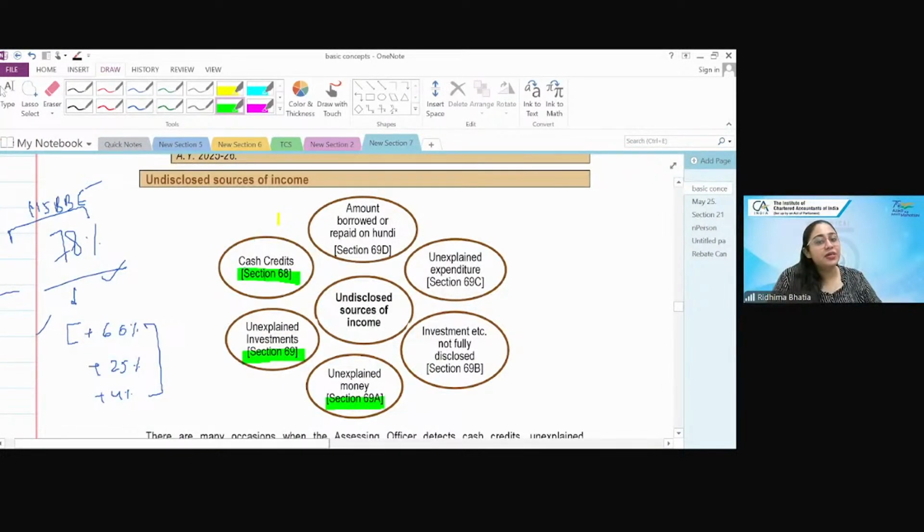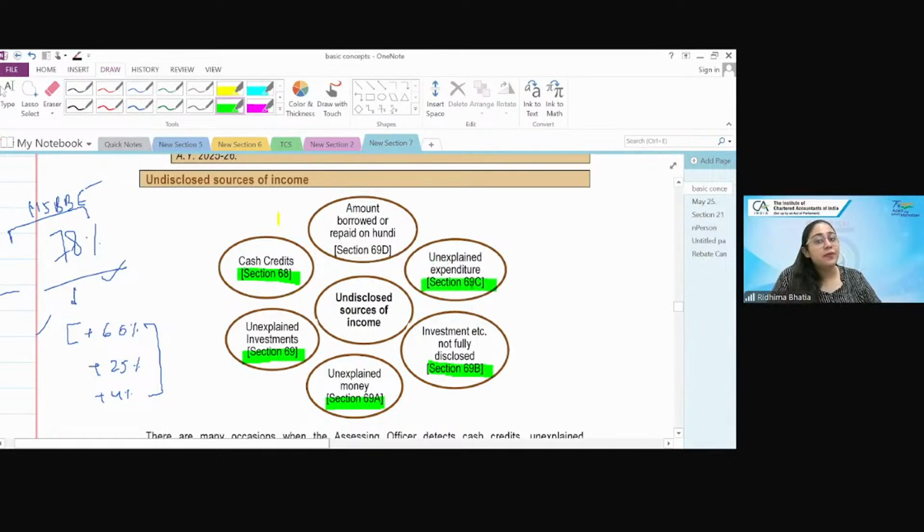What is the difference between unexplained money and cash credits? Cash credits are recorded in books, but you're not able to tell about them. Unexplained money is not recorded in the books of accounts, but is found in your possession. Okay, I'll go into detail, don't worry. Investments not fully disclosed, etc. That means you have disclosed in the books, but not fully. You might have understated the value, or overstated the value. Whatever the situation, you're not able to explain it.